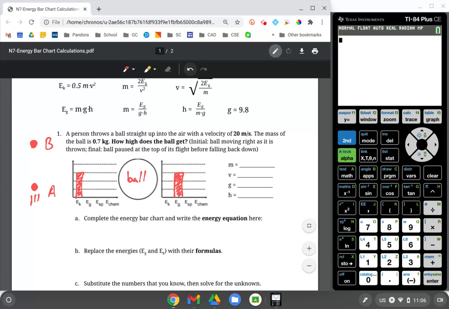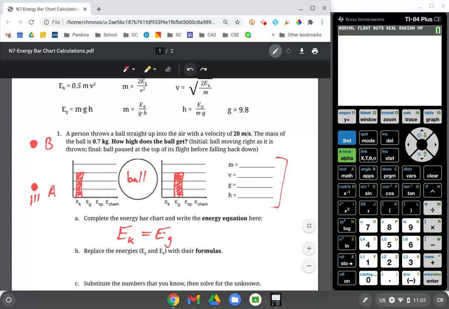It's the same. Then what we can do is, well, let's write the energy equation first before we go up and identify some variables. So the energy equation for this energy bar chart would be that the kinetic energy is equal to the gravitational energy. And again, that just shows that this bar is equal to the size of that bar.